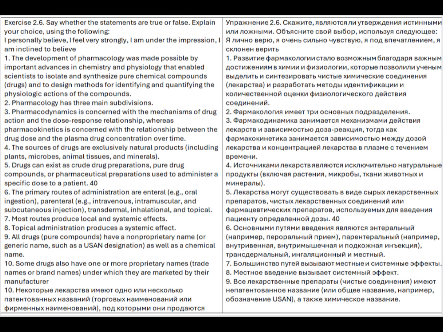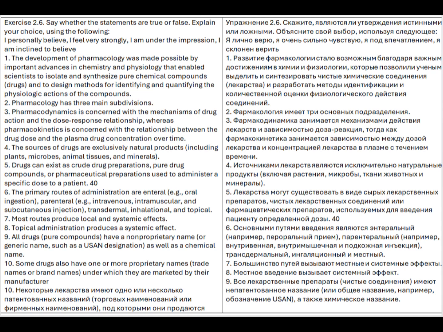1. The development of pharmacology was made possible by important advances in chemistry and physiology that enabled scientists to isolate and synthesize pure chemical compounds, drugs, and to design methods for identifying and quantifying the physiologic actions of the compounds. 2. Pharmacology has 3 main subdivisions.